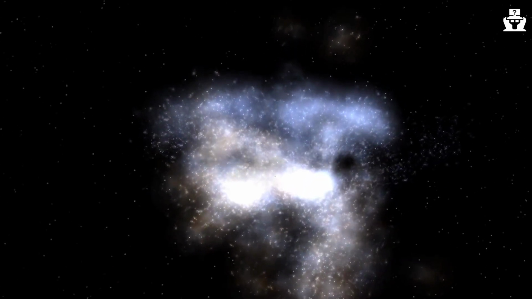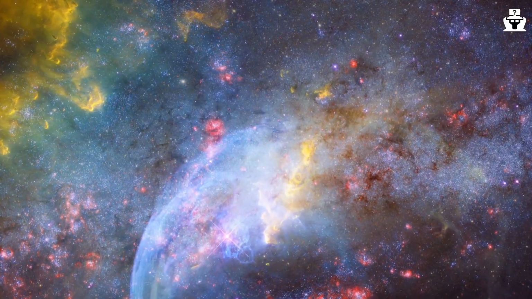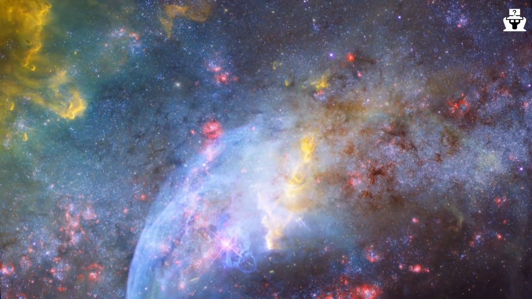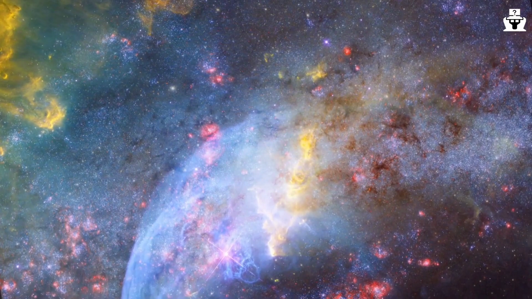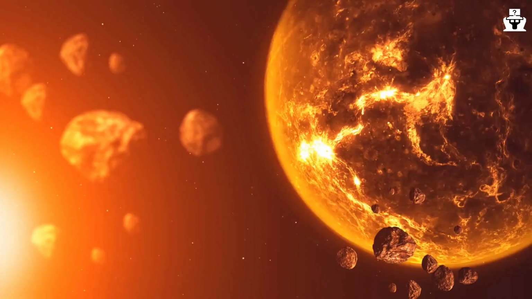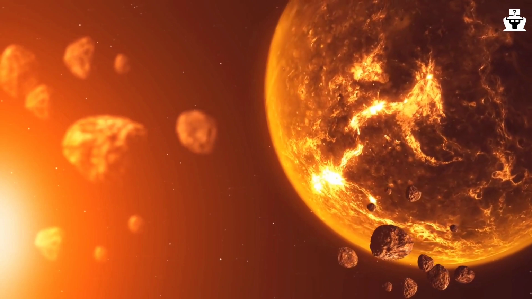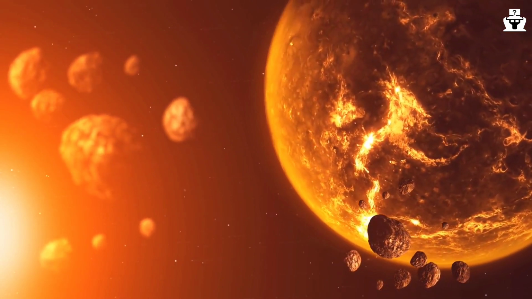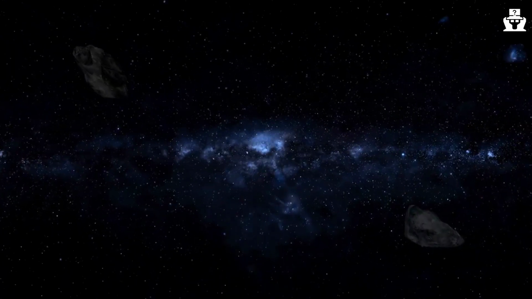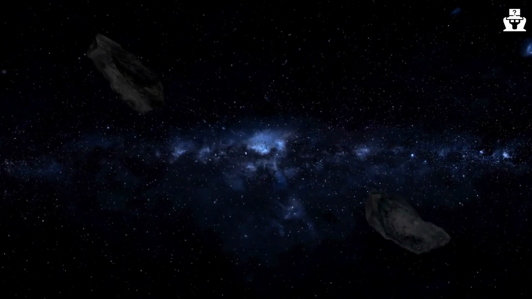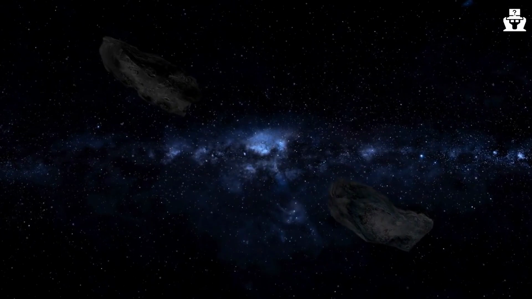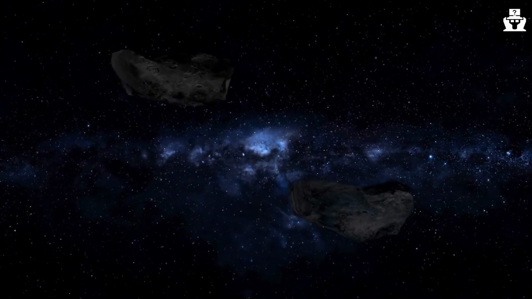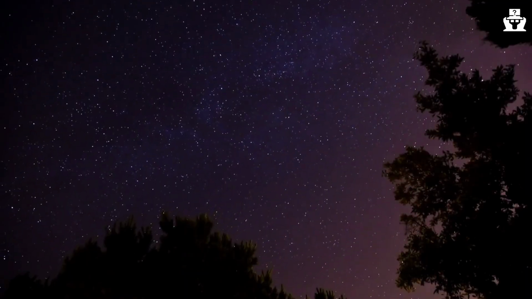Another possibility is that the collision will trigger a burst of new star formation, as the gas and dust from the two galaxies combine. The effects on our solar system. So what does this mean for our own solar system? Luckily, we don't have to worry about our planet being destroyed in the collision. The distance between stars is so vast that even though the two galaxies will merge, the likelihood of individual stars colliding is very low. However, our night sky will look very different in the future.